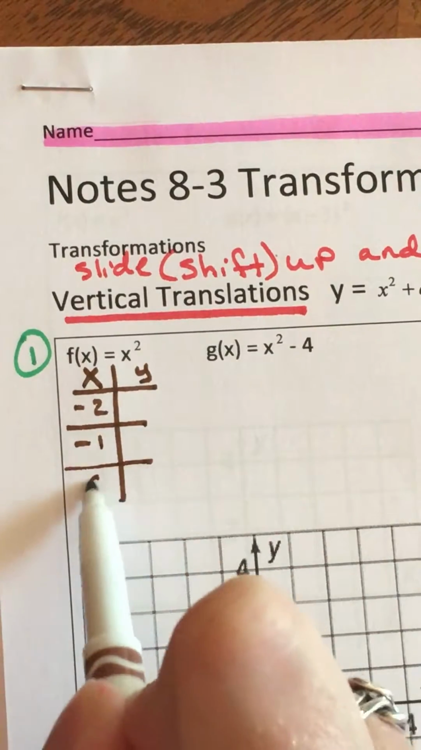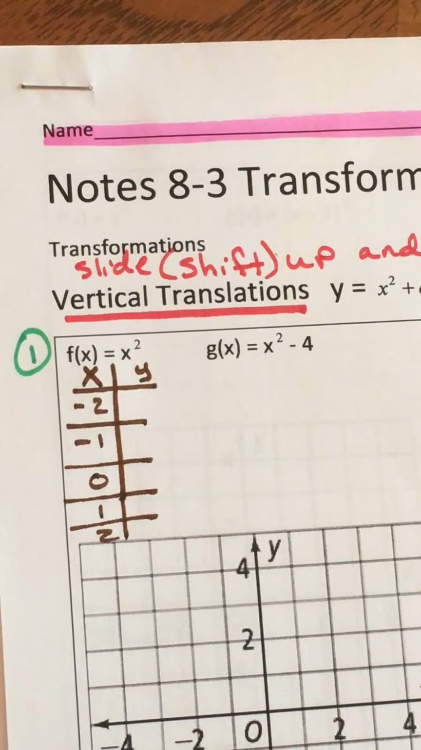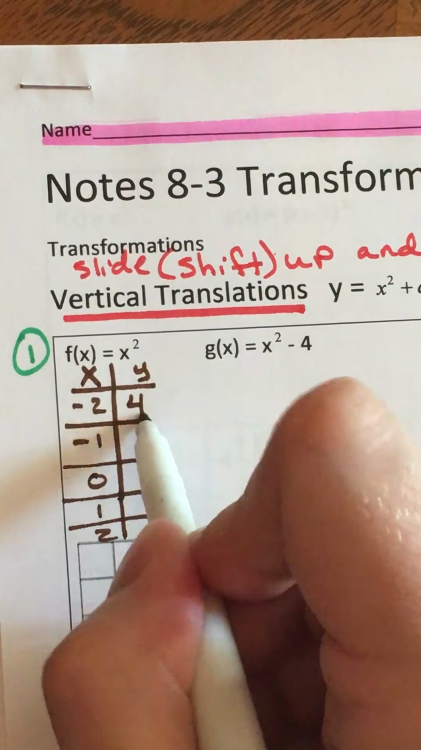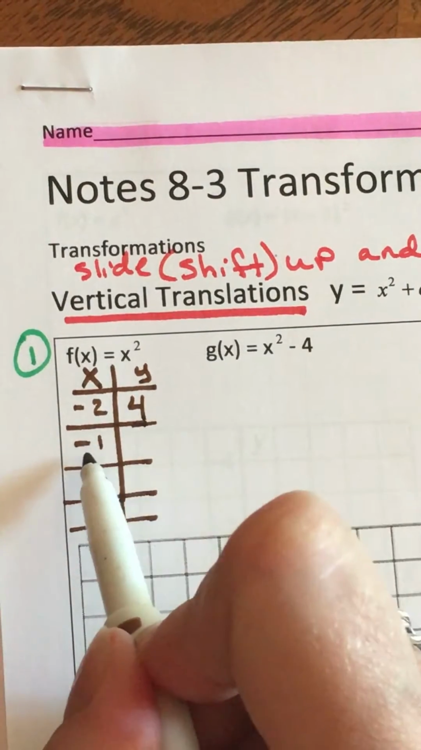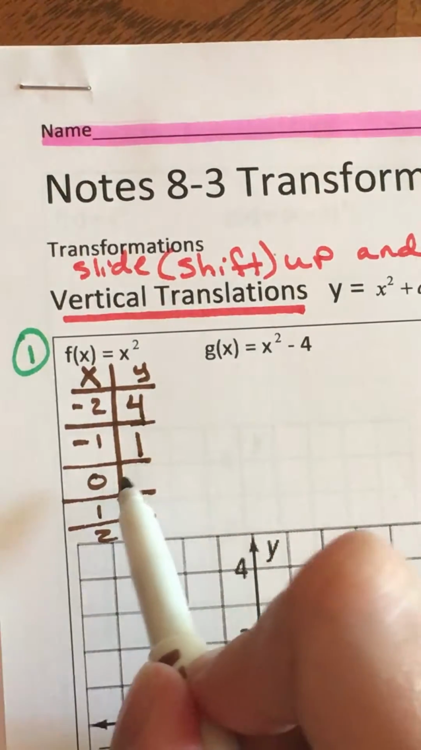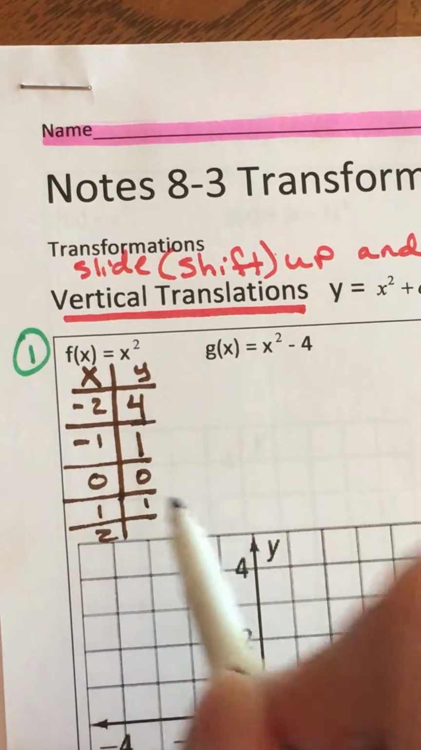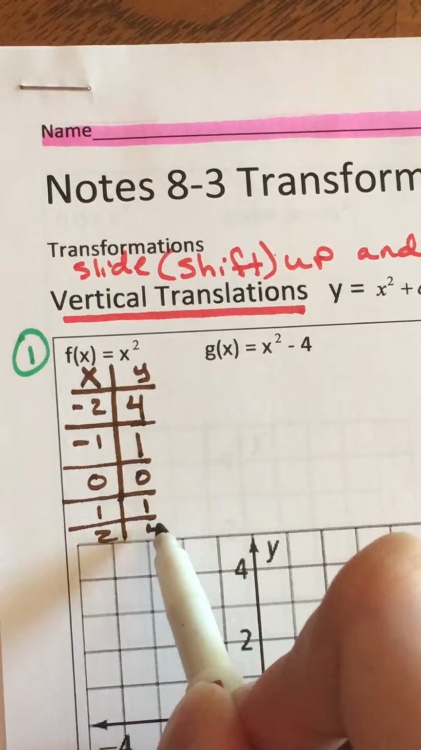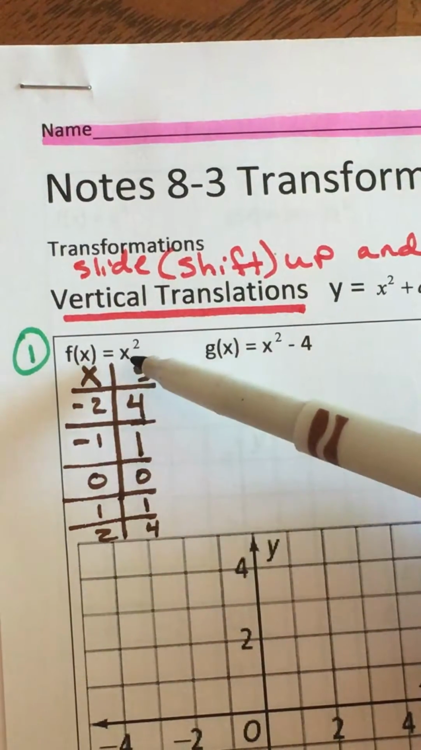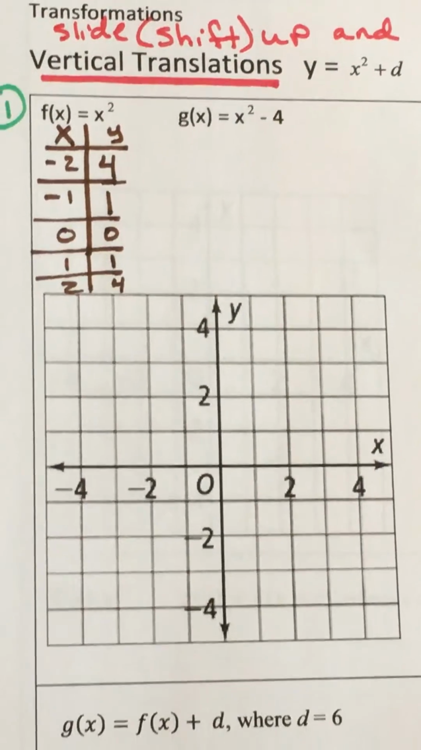-2, -1, 0, 1, 2, with -2 squared, -2 times -2, +4. -1 squared, -1 times -1, +1. 0 squared, 0. 1 squared, 1. 2 squared is 4. I got all of these numbers by plugging the x values into my original function for x. So let's go plot those points.